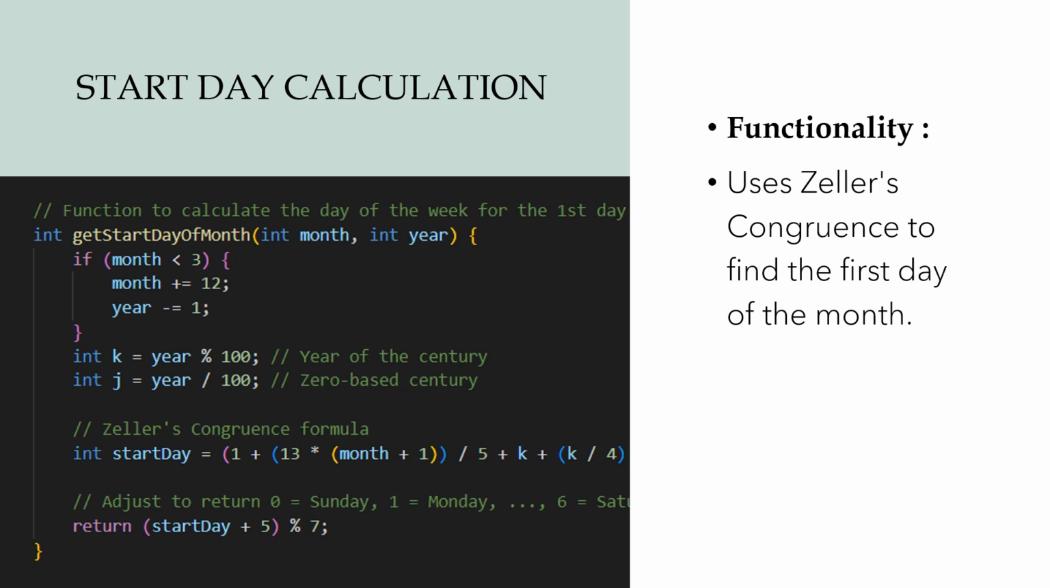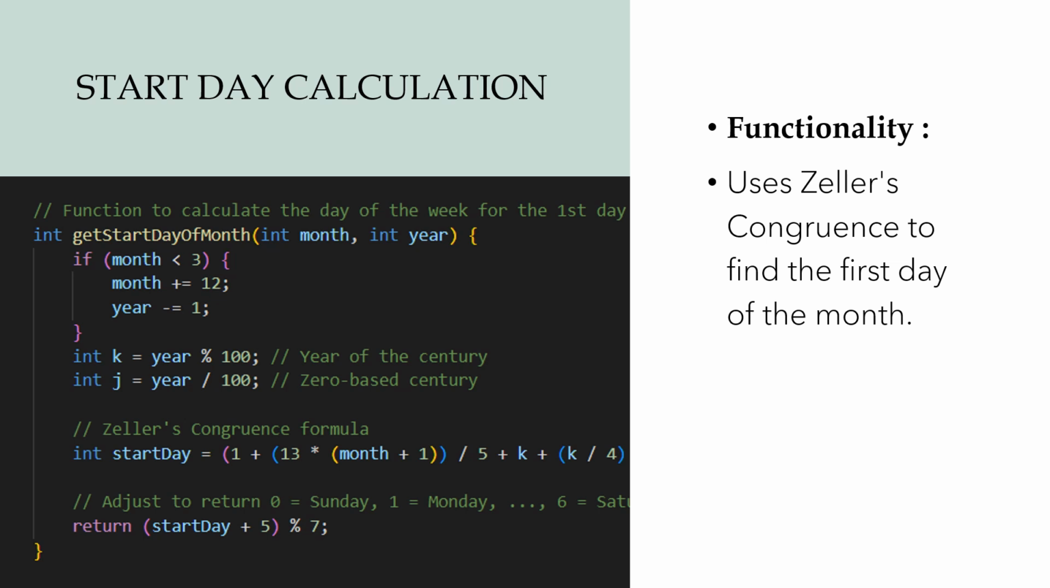The next key part of the program is the getStartDayOfMonth function. This function calculates which day of the week the first day of the month falls on using a mathematical method called Zeller's congruence. Zeller's congruence is a formula used to calculate the day of the week for any date. The formula accounts for months, days and years to return the day of the week, where Sunday is considered as day 0, Monday as day 1 and so on.